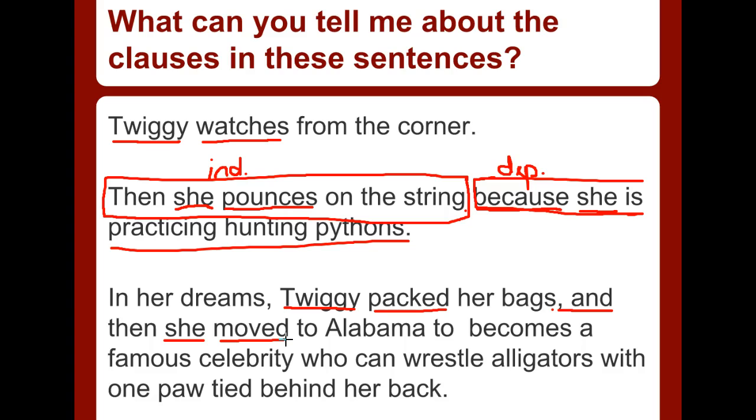How about that? Then I continue to look and I see the word who. Who is a word that starts a dependent clause. In this instance, who is acting as the subject. So here's my subject. Can wrestle is the verb. So the dependent clause is who can wrestle alligators with one paw tied behind her back. So I've got an independent clause, another independent clause, and a dependent clause, which makes this a compound-complex sentence. Whew. Got all that? Good, because when we are done with this unit, you will be able to do this kind of stuff in your sleep.